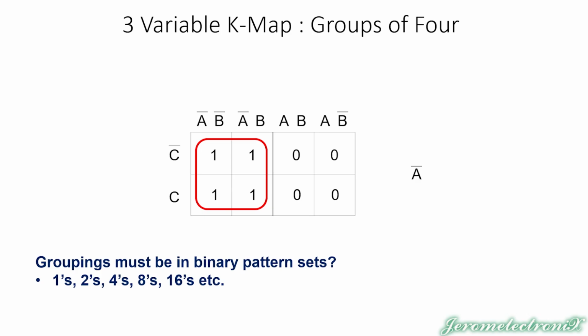Here we can't group 16 because there's not 16 cells, but bigger K-maps have 16 cells and 32 cells and even 64 cells. So you can only group the binary patterns. These are not diagonally grouped because all of the numbers have either a number beside them or above or below. Do not group things like 3s, 5s, 9s, things that are not the binary pattern.